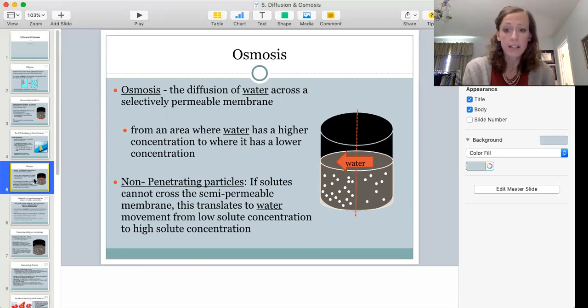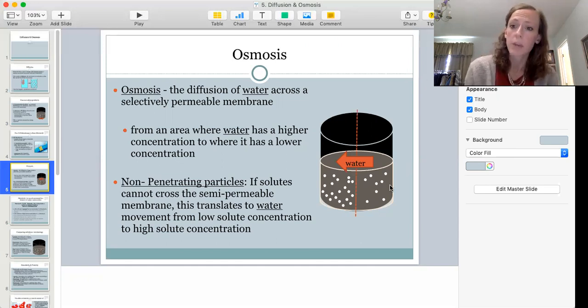Now this can be affected though, not just by the prevalence of water molecules, but by the prevalence of other particles in solution. So if you look at the picture here, you can see that there are more particles on the left side of my container than on the right side, okay? If these particles could cross the membrane, they would go from left to right to even out that concentration gradient.